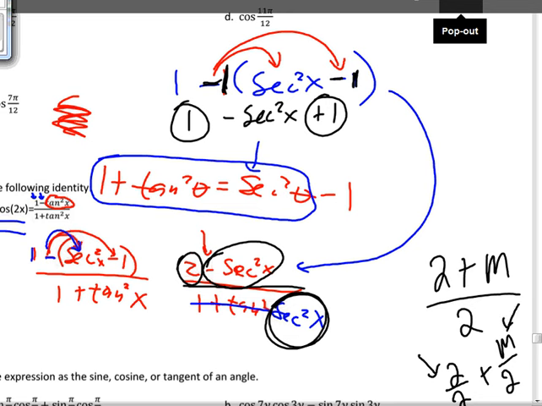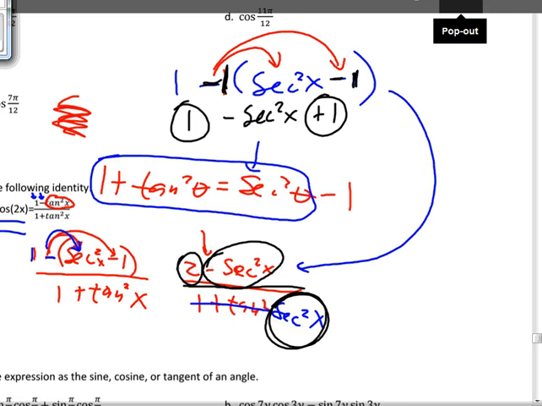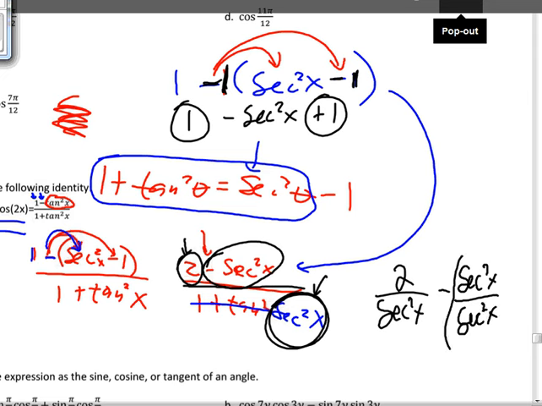Okay, well that's what I'm going to do here. I'm going to take this 2 and divide it by secant squared. And then I'm going to take the other part, negative secant squared, and divide it by secant squared. And that is equal to what? 1.